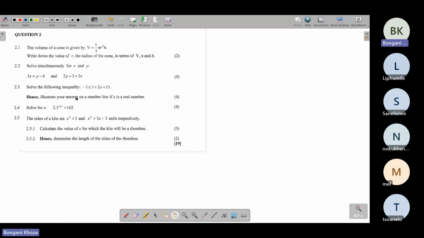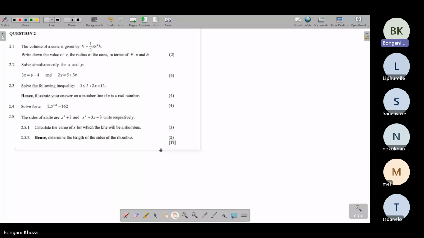So 2.4, we are given an equation, supposed to solve for x. We're given 2 times 3 to the power x plus 1 equals 162. What we're trying to do here is solve for x. We're trying to find out what value of x I should plug into this exponent such that my left-hand side will give me 162. Firstly, I'm trying to remain with only this 3 that has the exponent x.